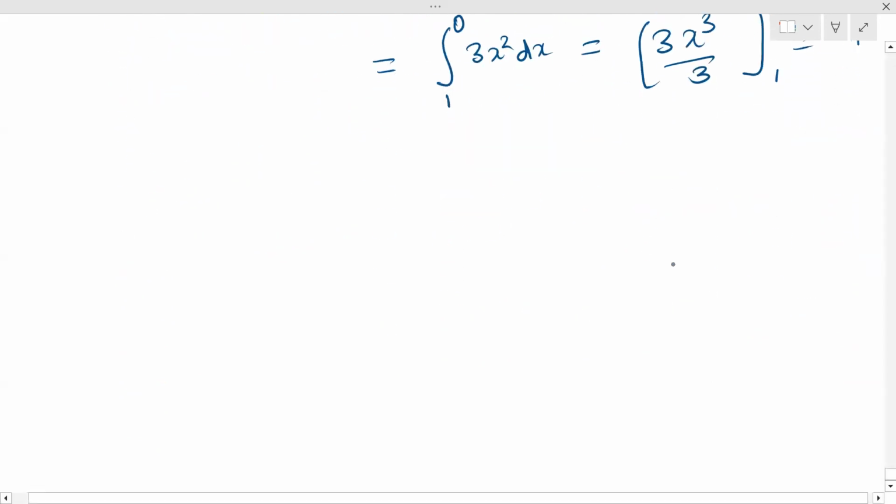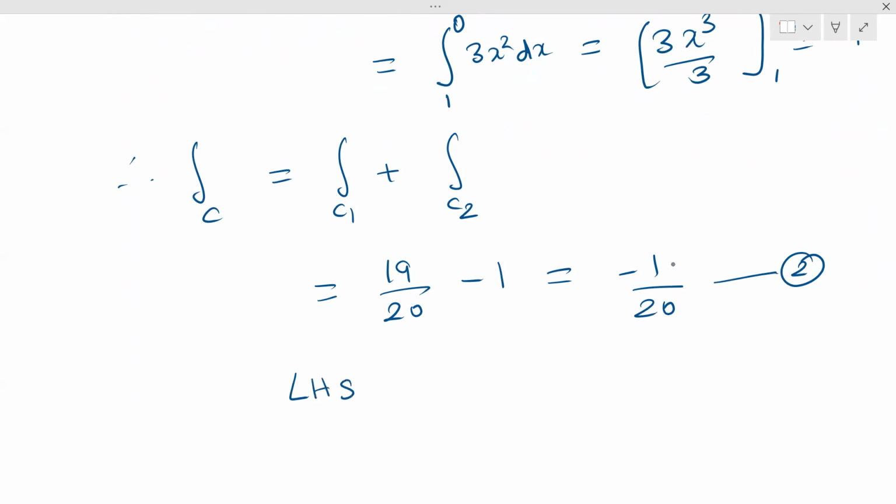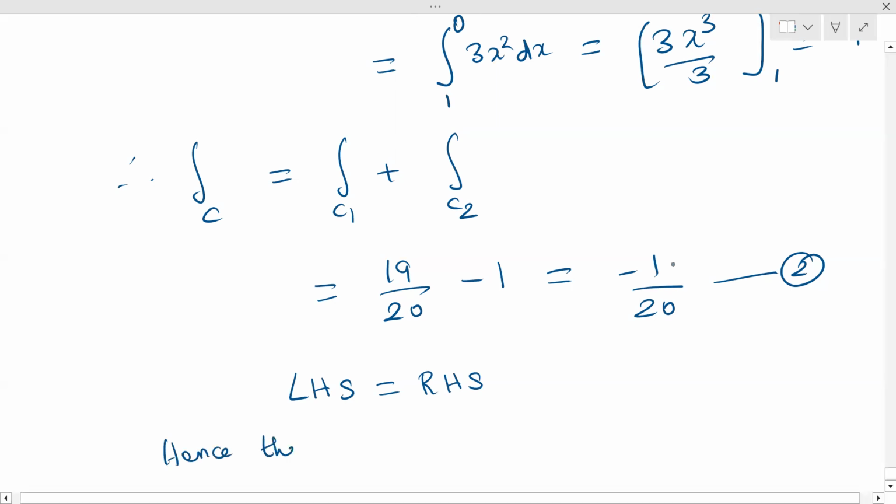So our RHS, the integral over C, is the integral over C1 plus C2. The integral over C1 is 19 by 20, minus 1, which is equal to minus 1 by 20. So this is our RHS. Already we got our LHS also as minus 1 by 20. So LHS equal to RHS. Hence, Green's theorem is verified.